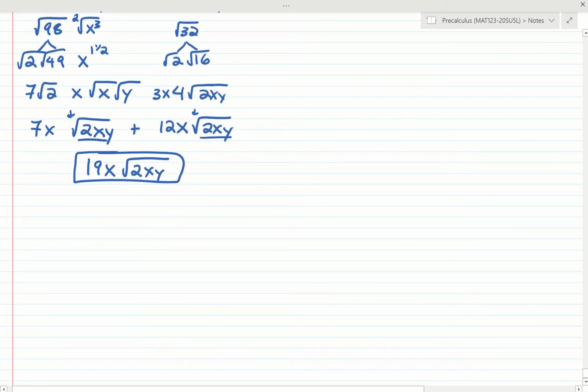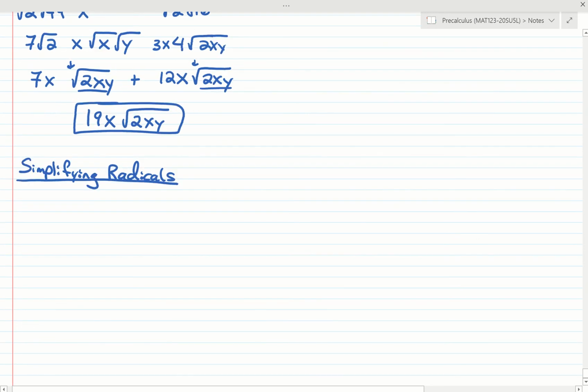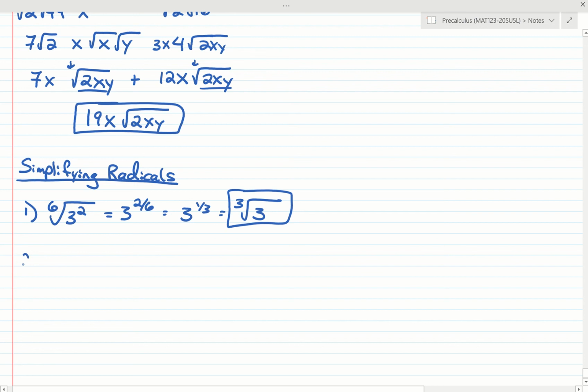Let's move down to simplifying some more radicals. So say we had a problem like this: 6th root of 3 to the second. When we talked about doing this, a lot of the times it's just easier to write it as a rational exponent. 2/6 is really just 1/3. So this would just be the 3rd root of 3 to the first.